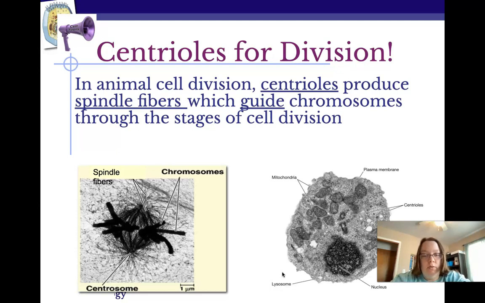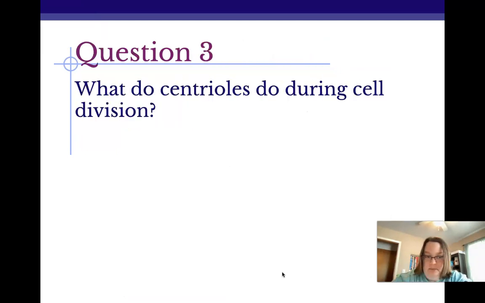So centrioles, along with some spindle fibers, are going to help guide chromosomes during each stage of cell division. So centrioles make spindle fibers, and those fibers are going to help move chromosomes during cell division. This is to make sure that we have identical cells in the end. Question 3. What do centrioles do during cell division?